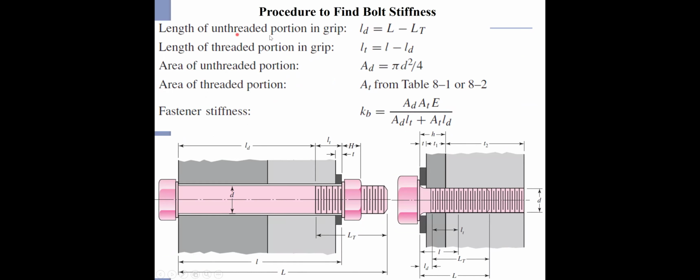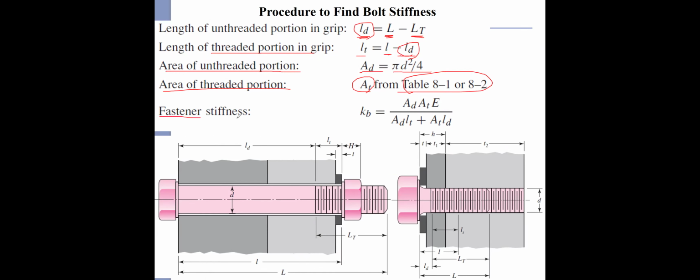Okay, so the length of the unthreaded portion in grip, LD, equals the capital L minus LT, right? The fastener length minus the threaded length. And the length of the threaded portion, LT, equals the lowercase l minus LD. And the area of the unthreaded portion, AD, equals pi d squared over 4. And the area of the threaded portion is AT, the tensile stress area, which can be found from the handbook table.